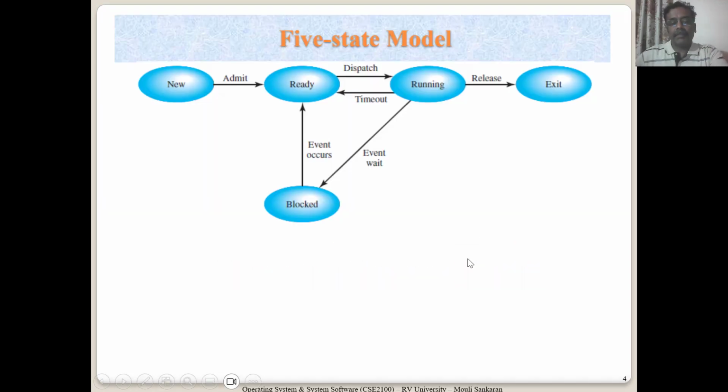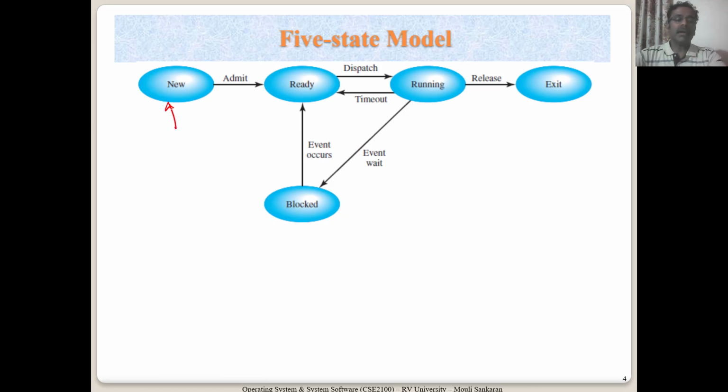Now, let us see, why do we need such an elaborate state diagram? The reason is that processes go through these different states and the OS needs to know all of them, because there are some things which it needs to take care of when a process is in a particular state. Now, let us look at this.